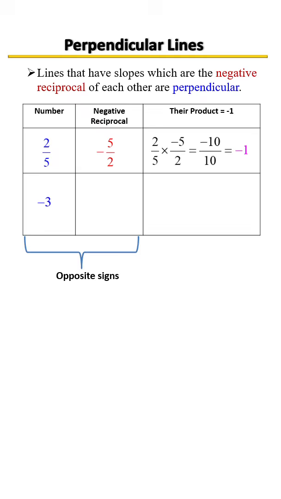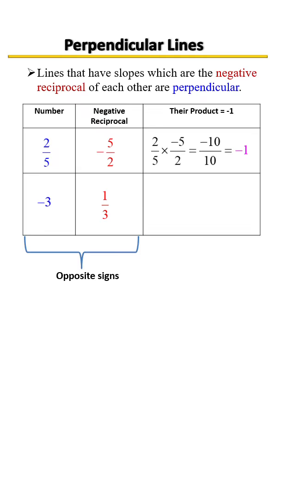Next, -3. So we know that to be the negative reciprocal of it, it has to have an opposite sign. So if this number here is negative, the negative reciprocal of that has to be positive and flipped. If you were to write -3/1 and flip it, what you get is 1/3. We can always check to see if they're perpendicular by simply multiplying these two numbers. If the result equals -1, then they are perpendicular.